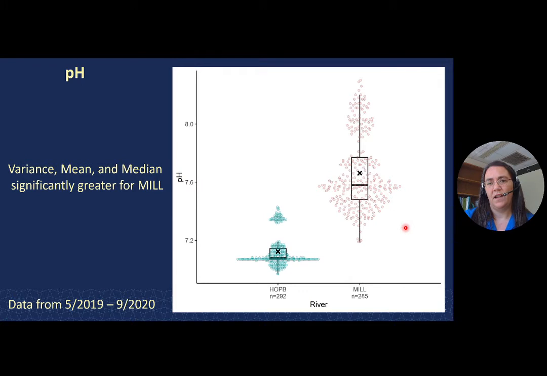We would expect for really nice, clean, fresh water, the pH would probably be fairly close to 7, which would be perfectly neutral. And the Lower Hop Brook is pretty close to 7. It has a lower pH, but on average, the variance, the mean and the median were significantly greater for pH for the Mill River. So the values in the Mill River vary more, and they are a higher pH. So that could be a potential stressor for certain organisms that prefer a pH closer to 7.